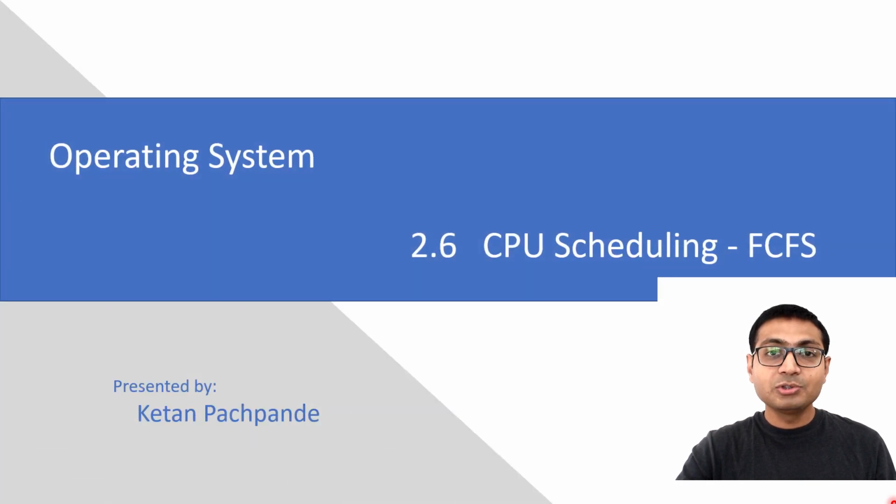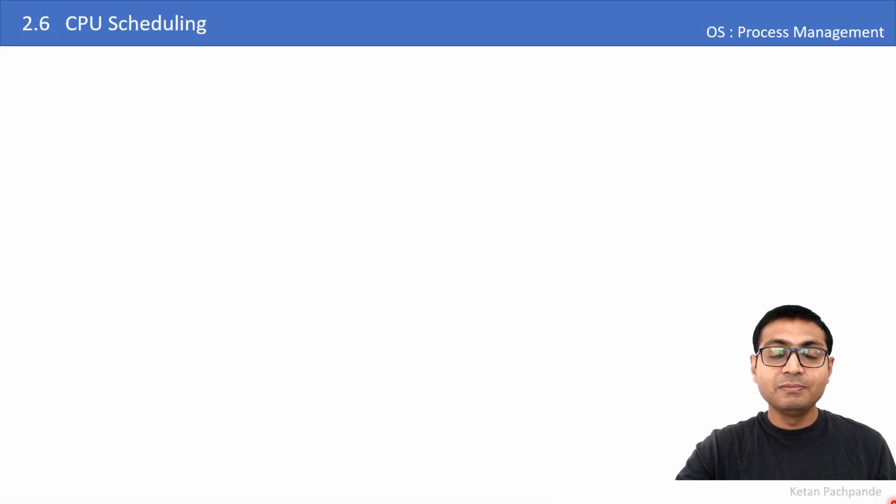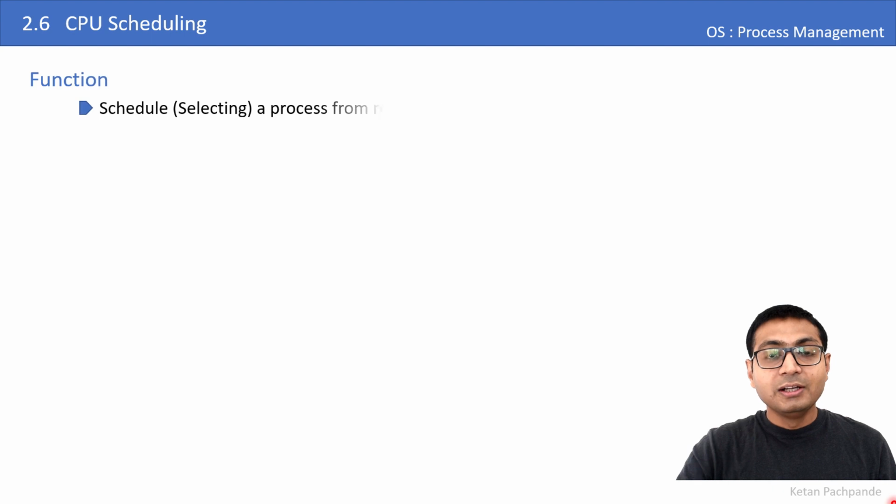In this session, we are going to discuss the CPU scheduling algorithms, starting with the first algorithm, which is first come, first serve. So what are the CPU scheduling algorithms? The function of a CPU scheduling algorithm is to select one process out of n processes residing in the ready queue. We learned that there can be n number of processes loaded in the memory, and all those processes are in the ready state.